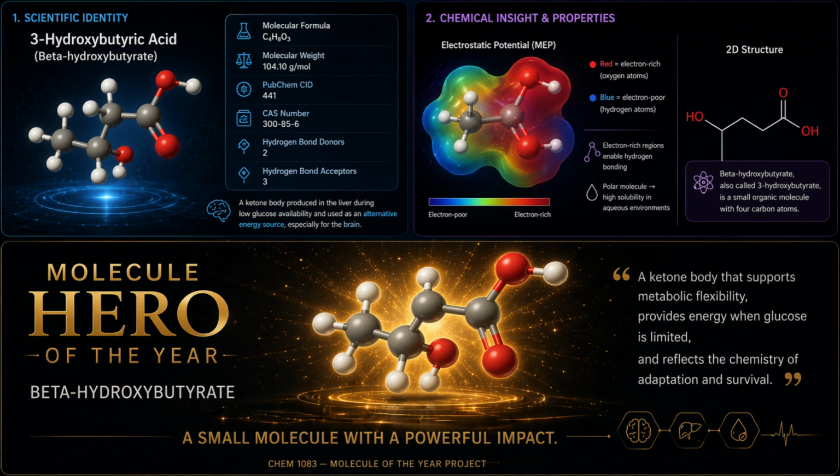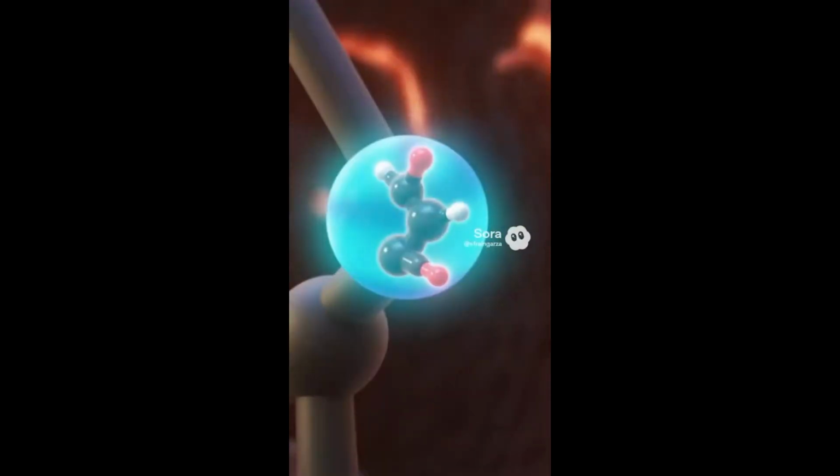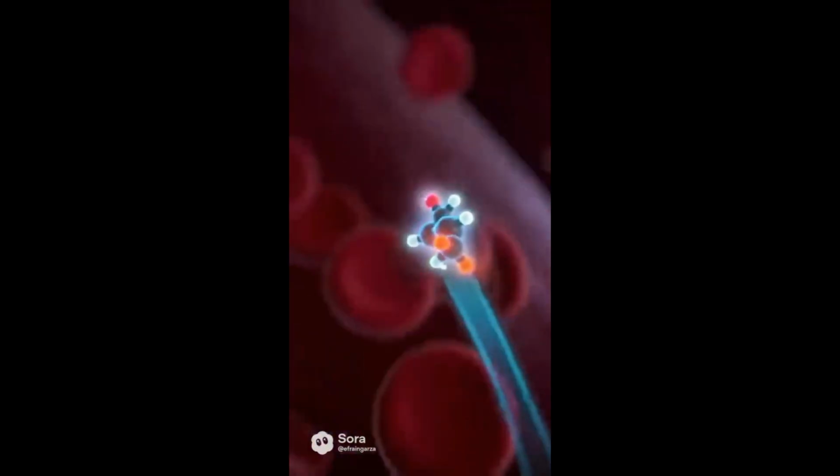Have you heard of keto? What if your body could tap stored fat for fuel? In the liver, fat is turned into beta-hydroxybutyrate, the hero molecule that delivers steady energy when glucose runs low.